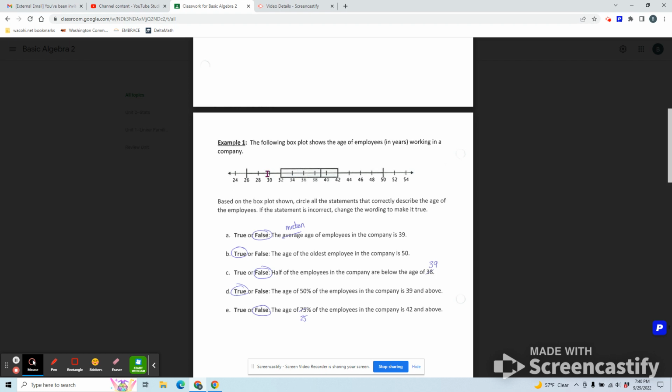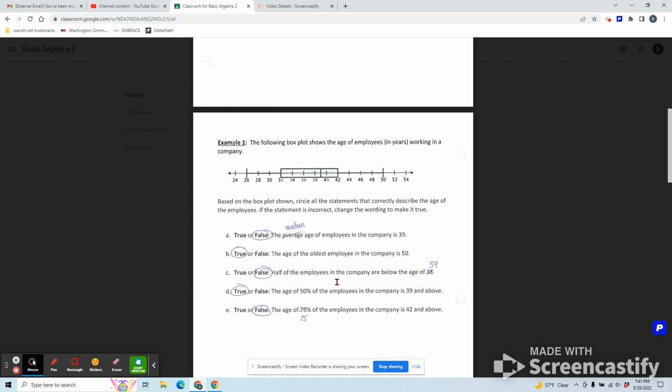Half of the employees in the company are below the age of 38. Well, remember that highlighted part I had on the front side said each part is 25% of your data. So from 26 to 32, that's 25% of my data. From 32 to 39, that's another 25% of your data. So if I add this section and this section, that's 50% of my data, or 50% of the employees are between the age of 26 and 39. So that's why this one is false.